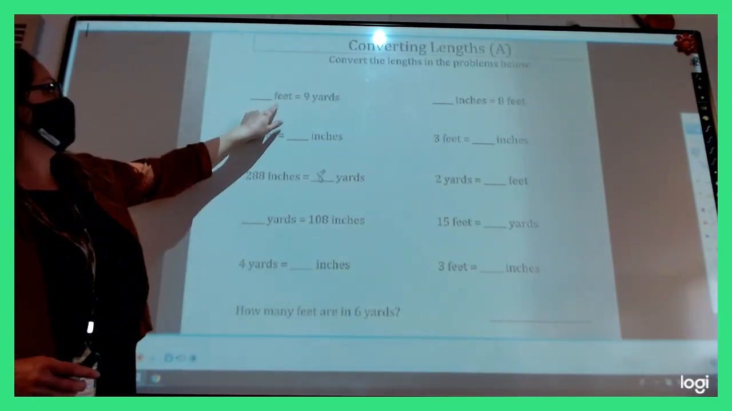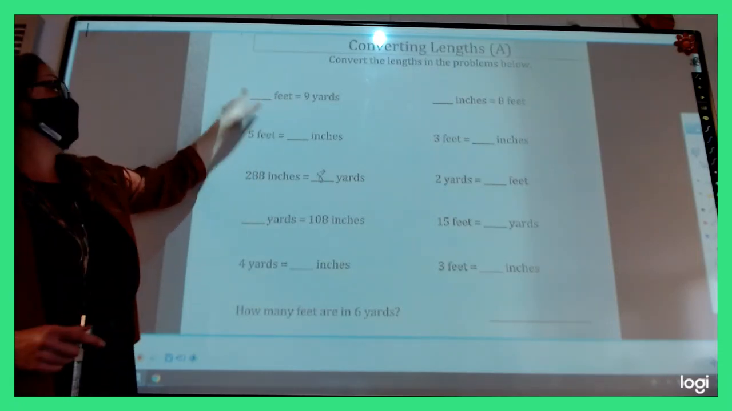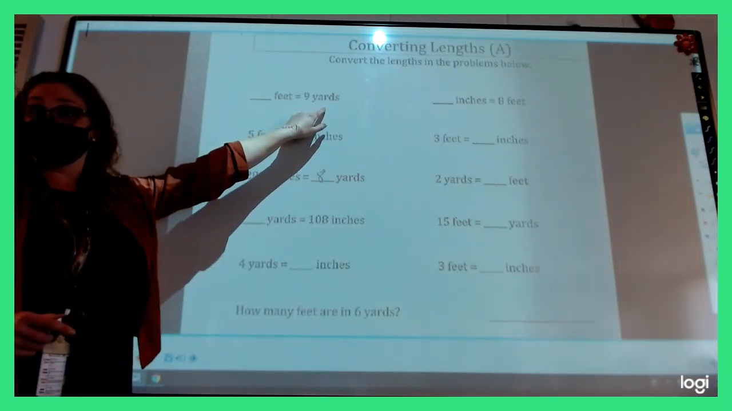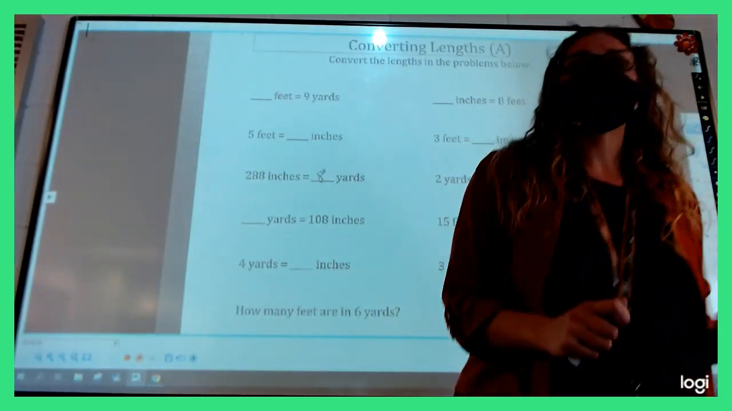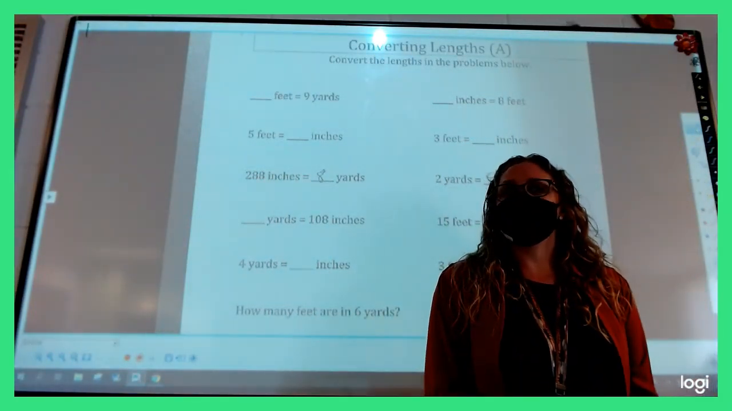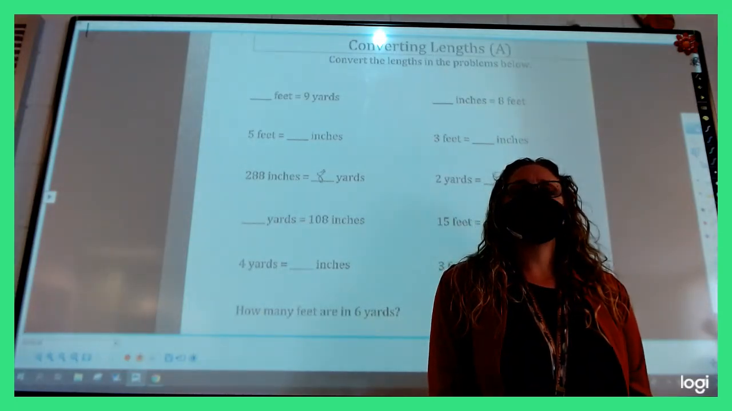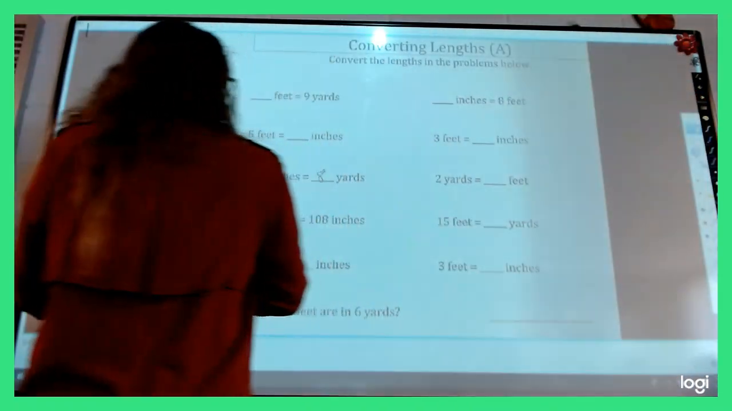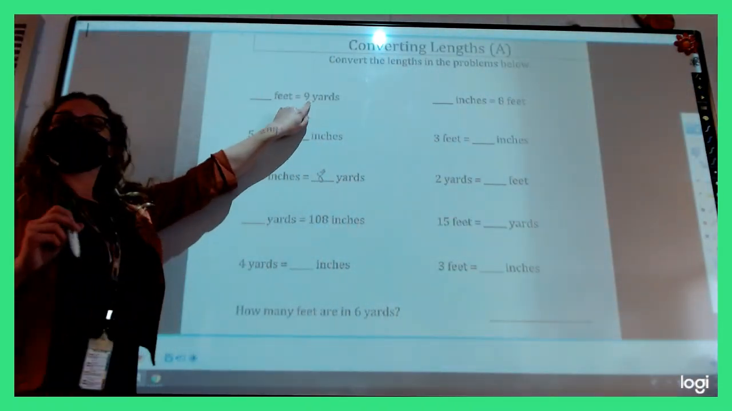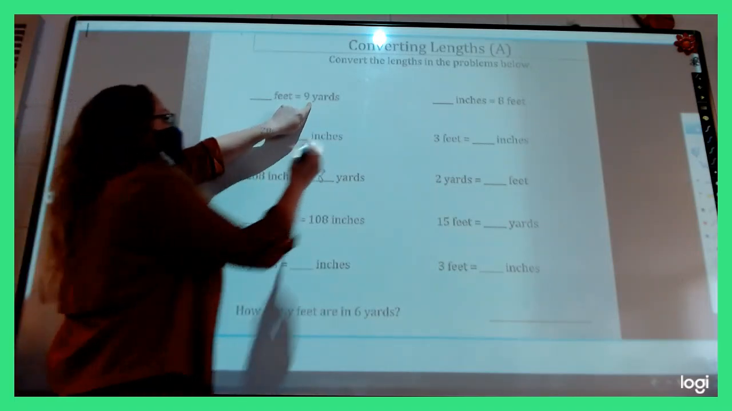This first one right here, we'll call that number 1. We have a mystery amount of feet in 9 yards. So we want to break our 9 yards down into feet. Do you think we are going to multiply or divide? Dylan? We need to multiply, okay? So I have 9 yards. What do I multiply 9 by to turn it back to feet? Josiah? 3. 9 times 3.